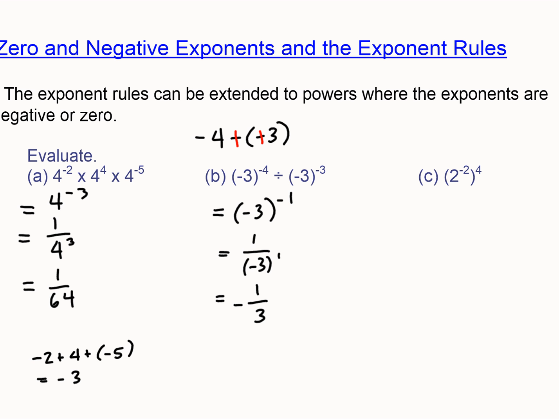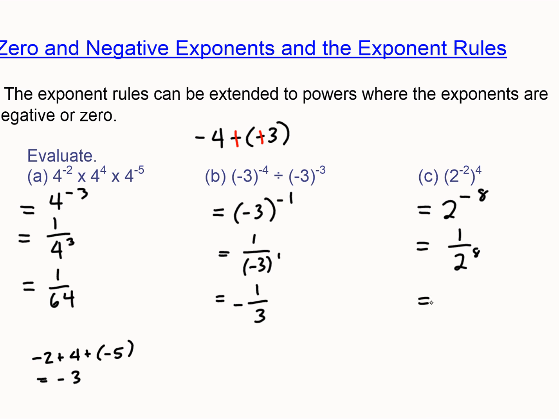So the last one is the power to a power rule. And with that, we multiply the exponents. And to evaluate, again, how do we evaluate? We use the reciprocal of the base, and that makes our exponent positive. So the reciprocal of 2 is 1 over 2. That makes our 8 positive, and then we evaluate.